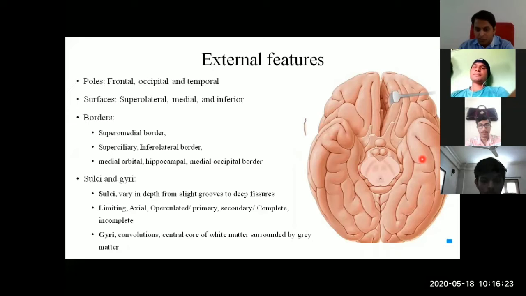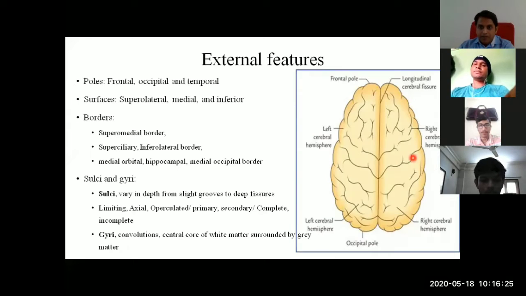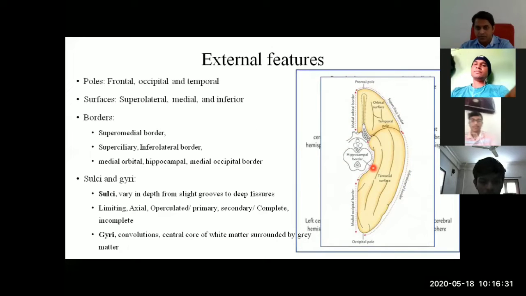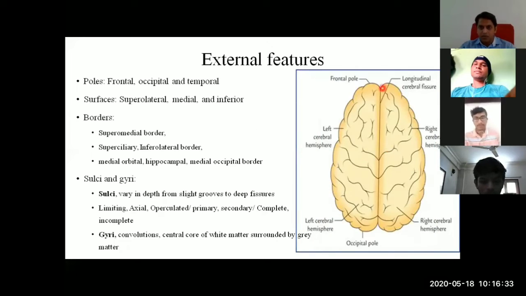Let us come towards the borders. This border right here, just a second, is the superomedial border. This superomedial border divides the superolateral surface from the medial surface.